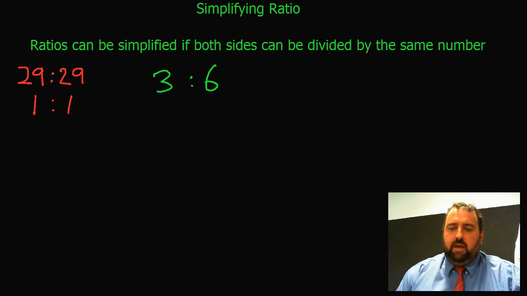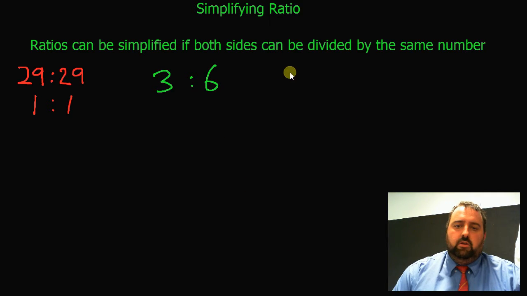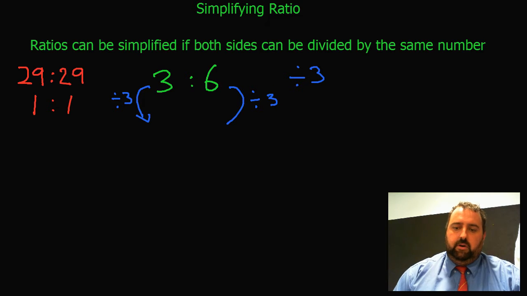Okay, so if you have a bit of a think in your head, you will realize that both sides could be divided by 3. Okay, so if I take this side and divide it by 3, and take this side and divide it by 3, 3 divided by 3 becomes 1, 6 divided by 3 becomes 2. So we get the ratio 1 is to 2. Now that is in its simplest form.